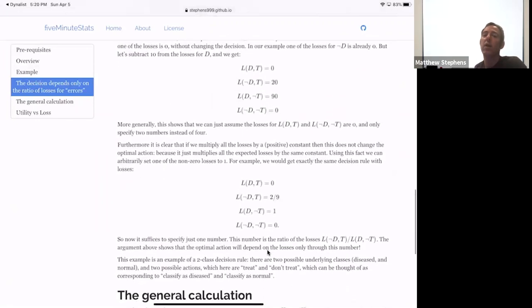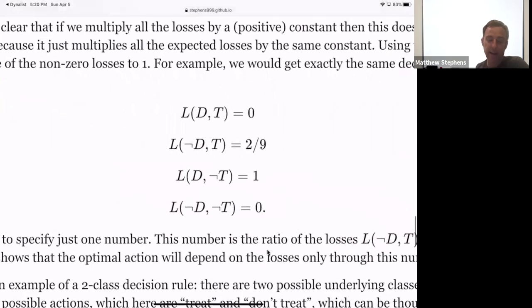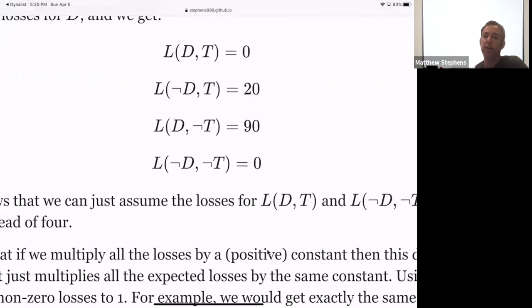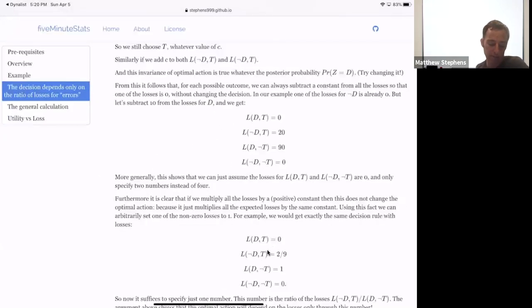So it turns out that the result of this calculation only depends on the ratio of the losses of the 2 mistakes. If there are 2 possible outcomes, there are 2 mistakes you can make. One is that you can treat someone who's not diseased, and the other is that you can not treat someone who is diseased. You can ask how bad each of those 2 possibilities is, and essentially it only depends on the ratio of these 2 numbers. So it could be 1 and 2/9, or earlier 20 and 90. These will give the same answer. It just depends on that ratio.